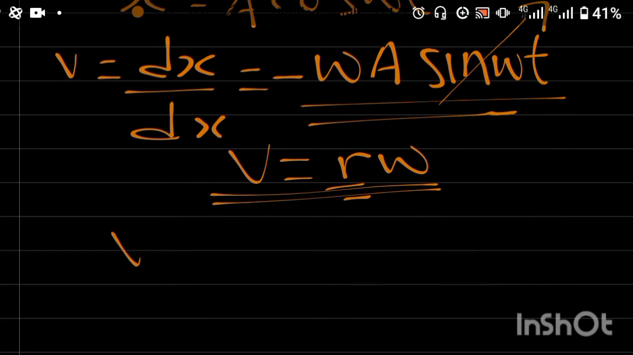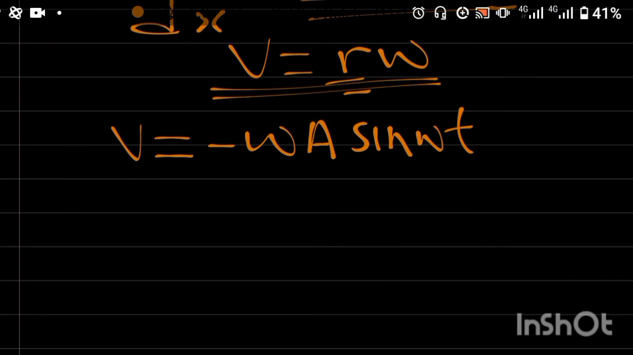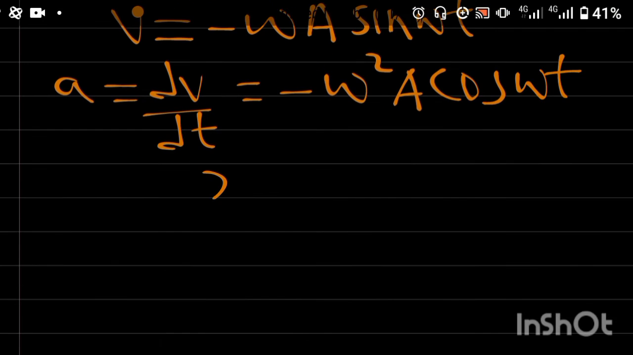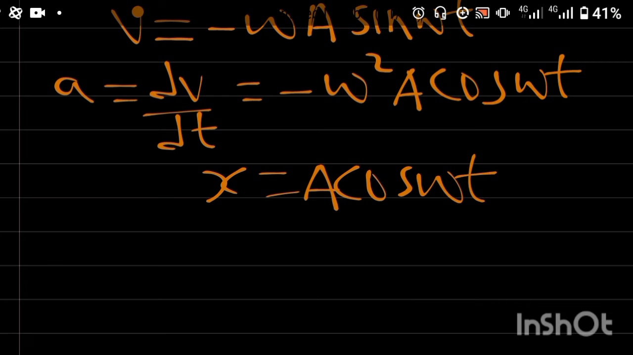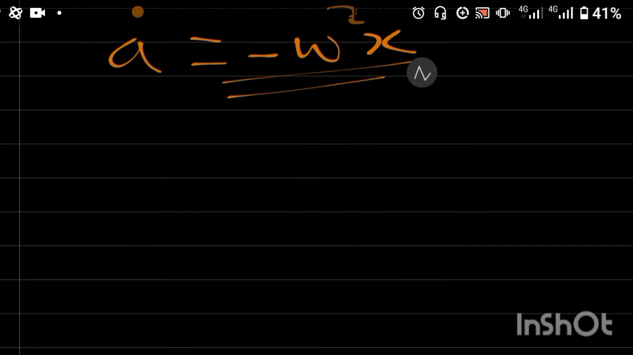Now we have our velocity equal to minus omega a sine omega t. Let's find acceleration. Acceleration is equal to dv over dt. Therefore, if we differentiate this again, I'm going to have minus omega square a cos omega t. s is equal to a cos omega t, as written before. Therefore, acceleration becomes minus omega square s. This is the formula for acceleration.